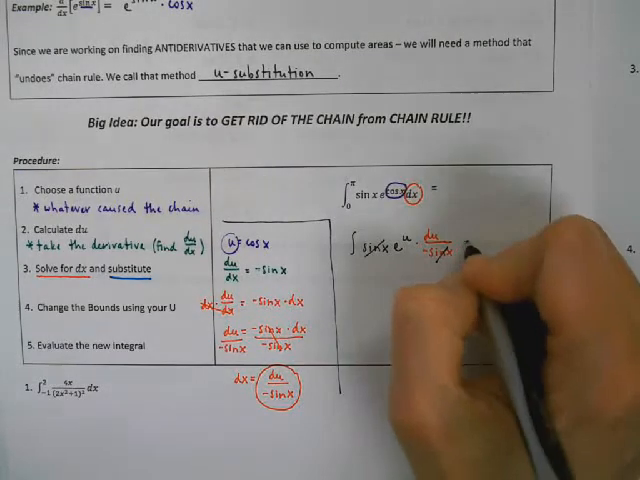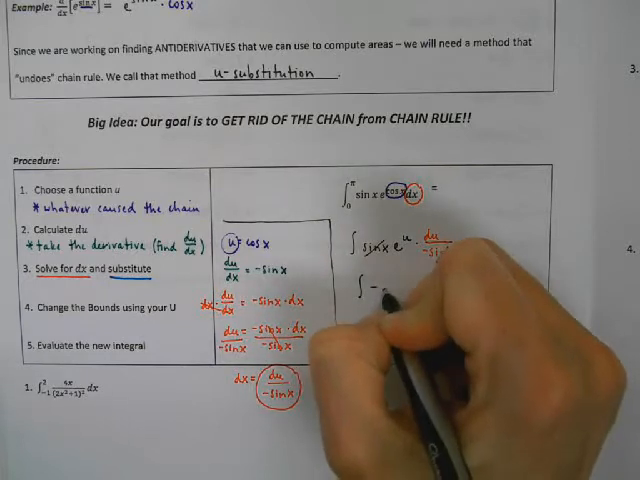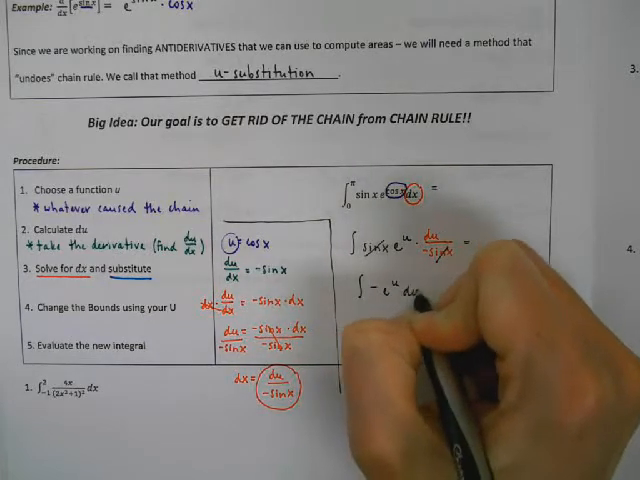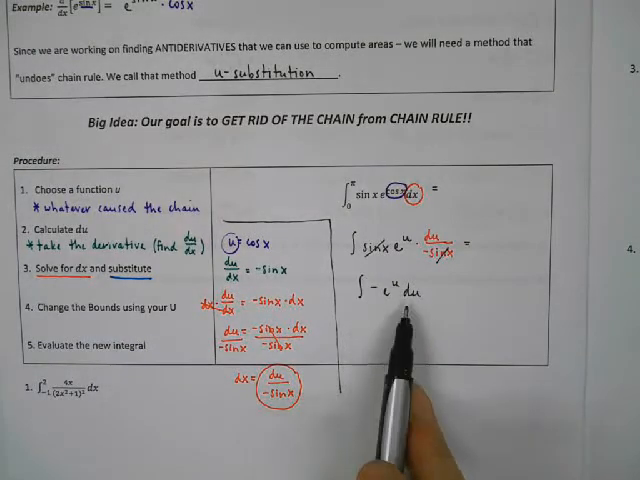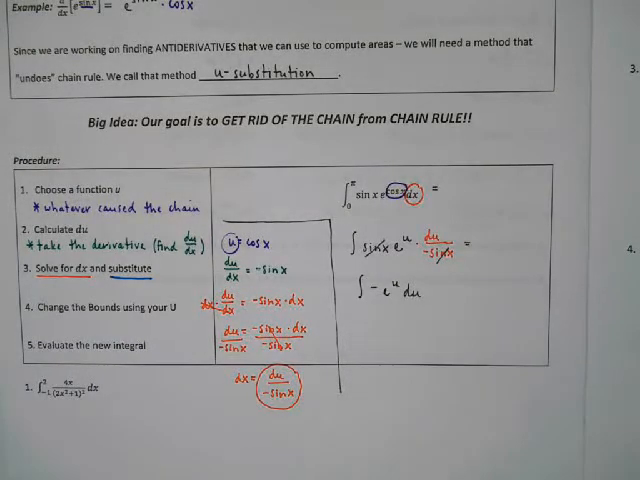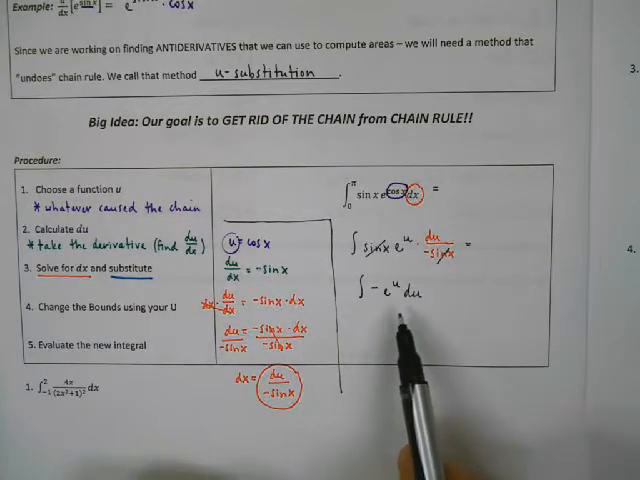So I could simplify this to the integral. I still have my negative. I have e to the u du. So now I have my function in terms of u, I have a du, and I don't have any x terms left. If you have anything with an x in it at this point, you know you've done something wrong.